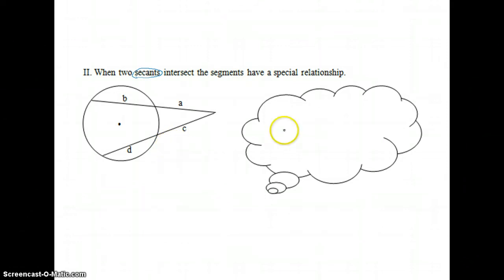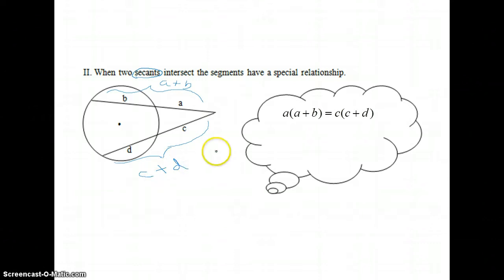So what I will find is that A is going to be multiplied times A plus B. So again, I have my outside A times the whole, A plus B. I may even make a note here that this full length is the A plus the B. So A times A plus B is equal to C times C plus D. And also on this secant line here, I can combine these just to clarify for myself that this total length will be the addition of C plus D.